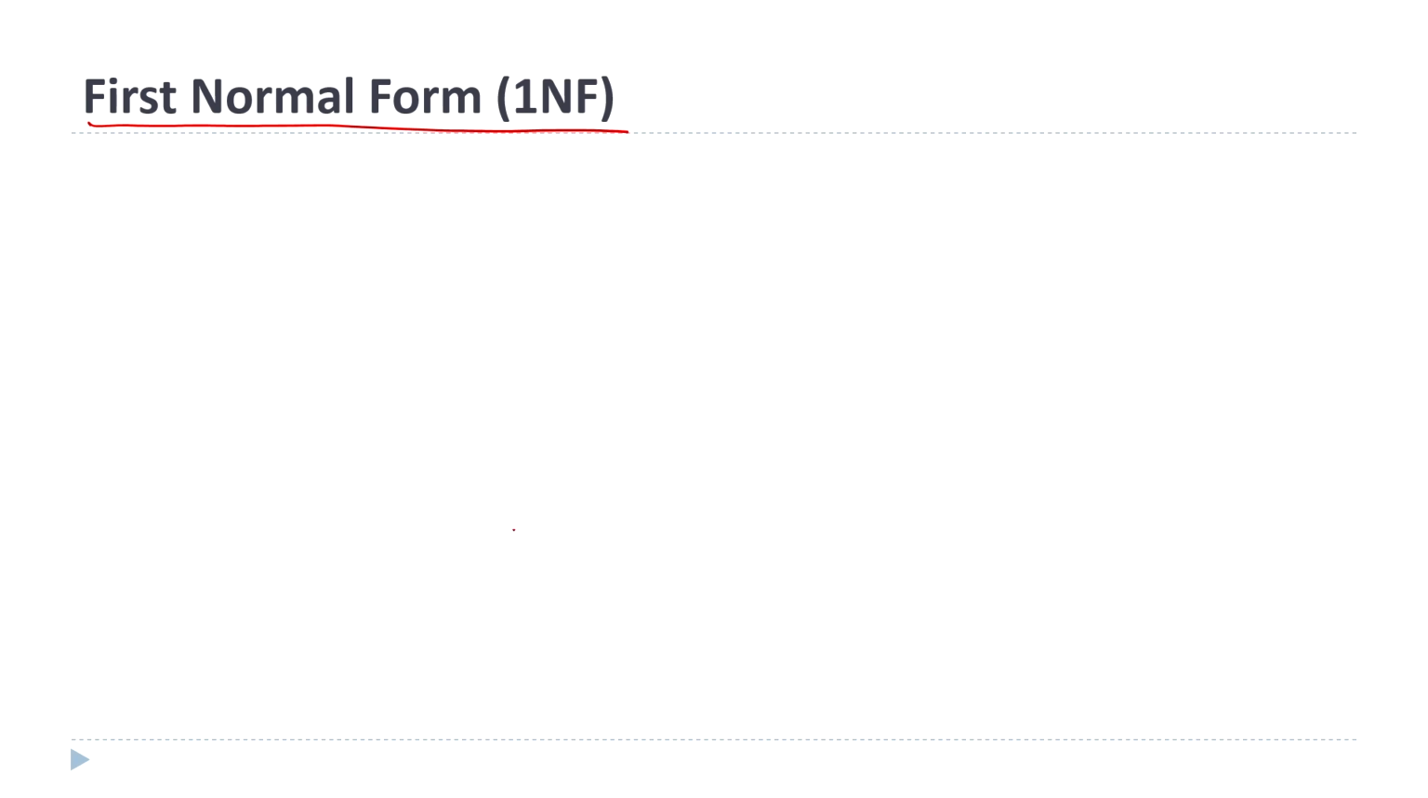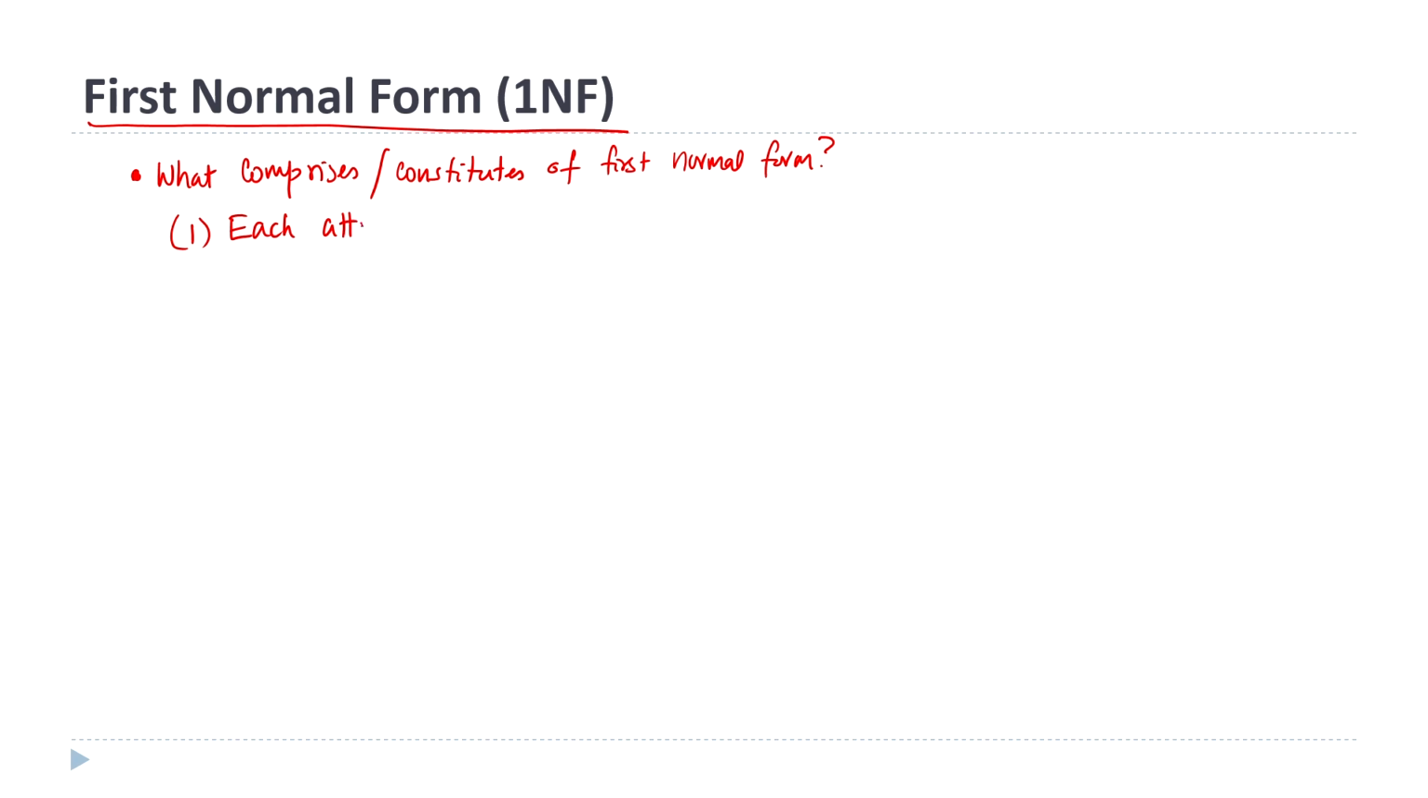as 1NF. First normal form. So, what constitutes first normal form? What consists of first normal form? The first one, the initial thing, is each attribute must be atomic. Atomic is an interesting word that we need to understand.